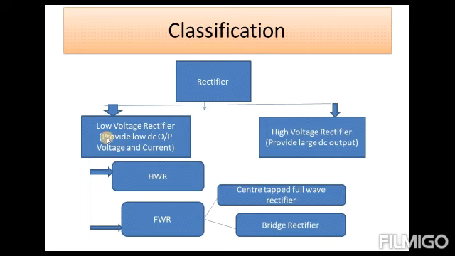Rectifiers are mainly classified into two types: low voltage rectifiers and high voltage rectifiers. Low voltage rectifiers provide low DC output voltage and current, whereas high voltage rectifiers provide large DC output. Here, low voltage rectifiers are classified into two types: half wave rectifier and full wave rectifier. Full wave rectifier is again classified into center tapped full wave rectifier and bridge rectifier.